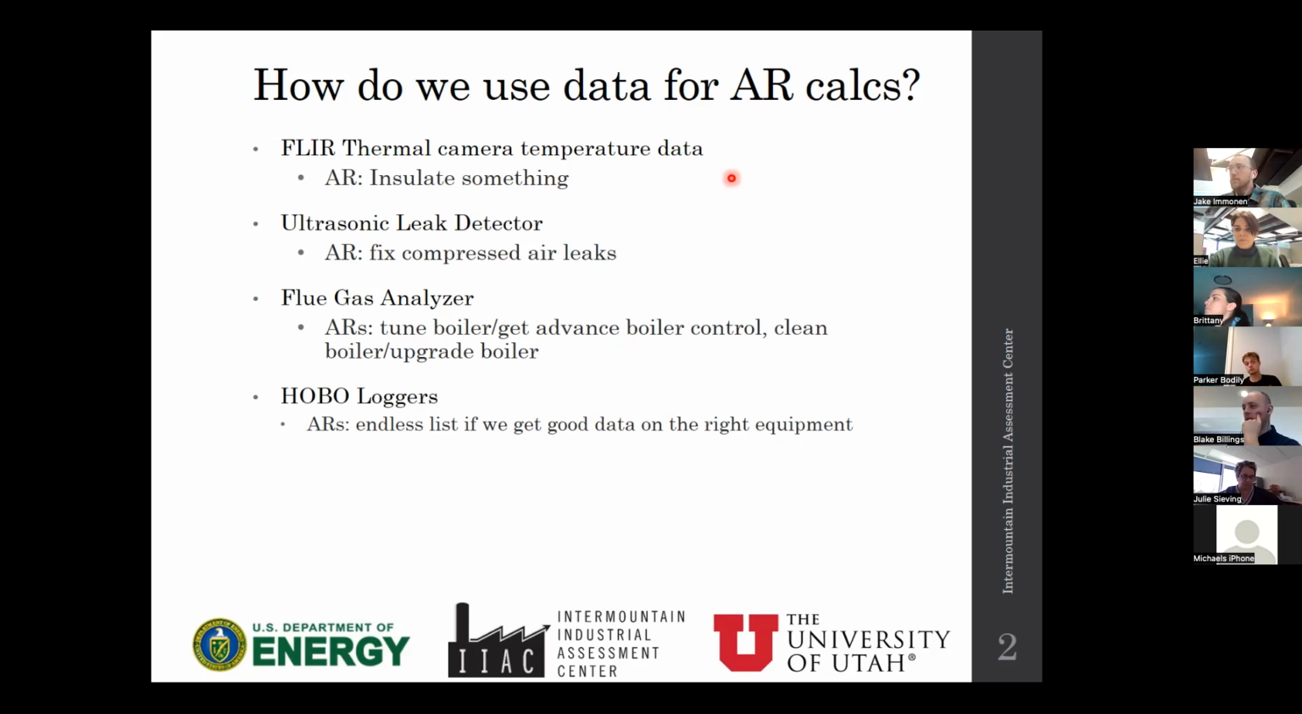Then the third piece of equipment was the flue gas analyzer. From that data, we can come up with probably 4 or 5 different types of ARs. One of them is tuning the boiler. One of them is getting advanced boiler control, which kind of goes hand in hand with tuning. And then we can also maybe clean the boiler or upgrade the boiler to a higher efficiency model.